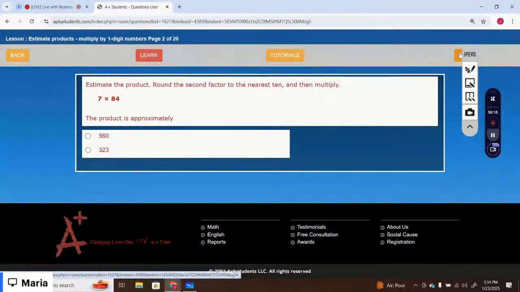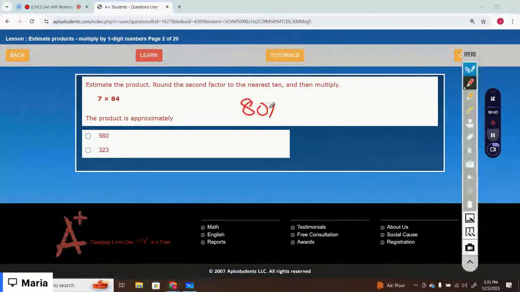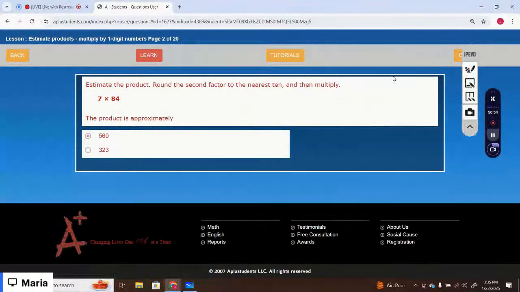Estimate the product. Round the second factor to the nearest 10 and then multiply. So you need to round the second factor, that is 84. So 84 is rounded to 80. 80 times 7. You guys are here to learn, isn't it? 7 times 8 is 56. So that is 560. Option number 1 is the correct option. That is 560.